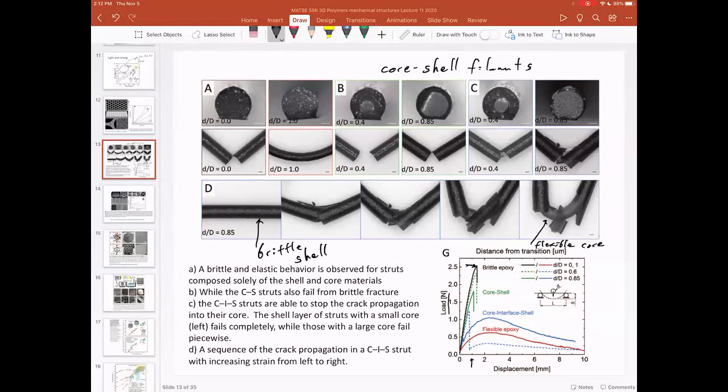And so a tough material has large elongation to break, and a brittle material will have low elongation to break. But brittle and tough don't say anything about the strength. And so you have high strength materials versus low strength materials. And of course, the toughness is the integral under the curve. And so you can compare those two things.